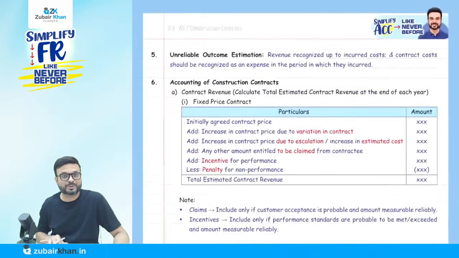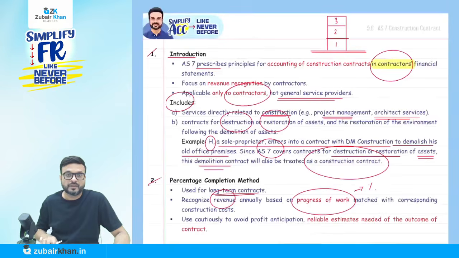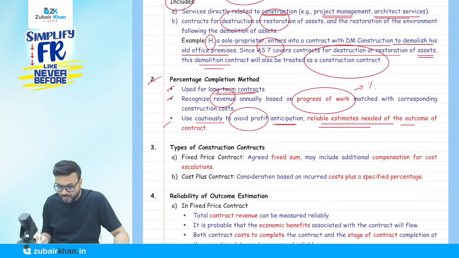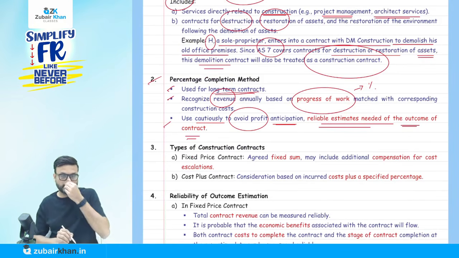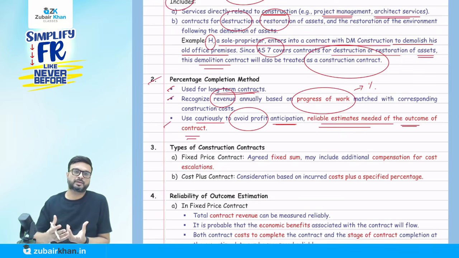Today only, in this accounting standard, it will come, the percentage and how to calculate it. These are formulas I will discuss with you. Okay, now it says to use it cautiously to avoid profit anticipation; a reliable estimate of the outcome of the contract is needed. Correct. Now what happens? We have to use this method very cautiously. The reason is that if you are not calculating properly, then you have not recognized the revenue correctly, and the cost as well, and the profit will not come out correct.